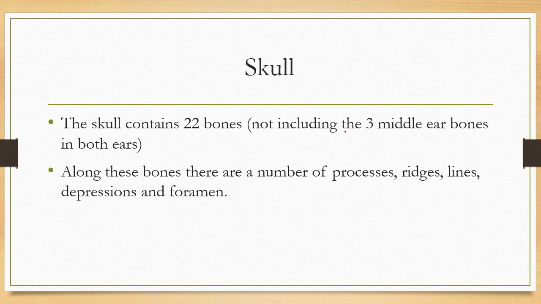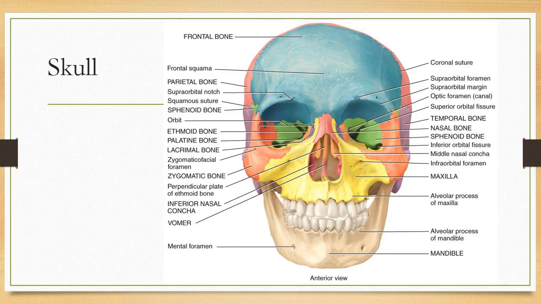And then we have a number of processes and different depressions and foramen that we'll talk about, but there will be a few key markings that I'll have you focus on. So, for the skull, looking at the bones to begin with, this blue bone here is going to be the frontal bone. So this is the first flat bone of the skull that we're looking at. You can see here it occupies the superior portion of the orbital sockets.